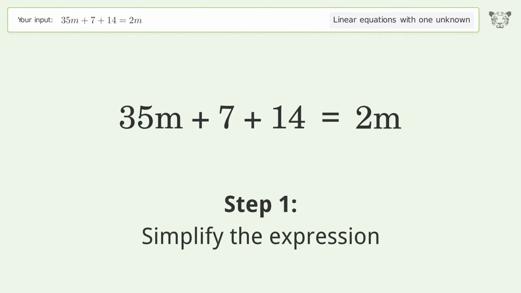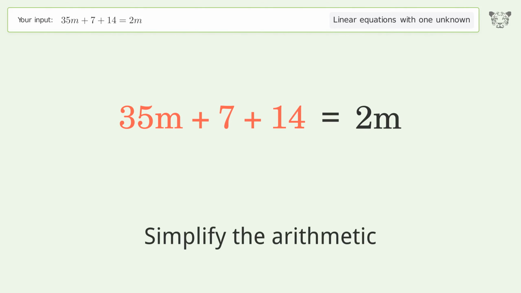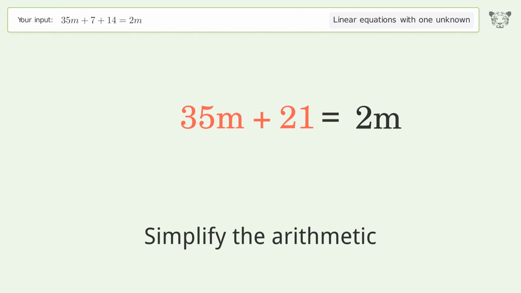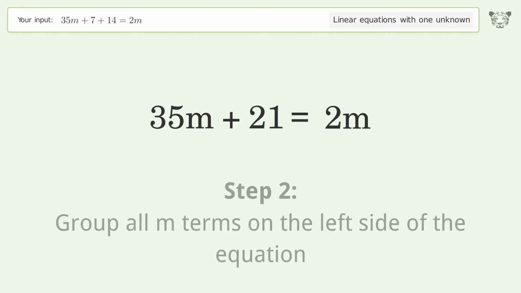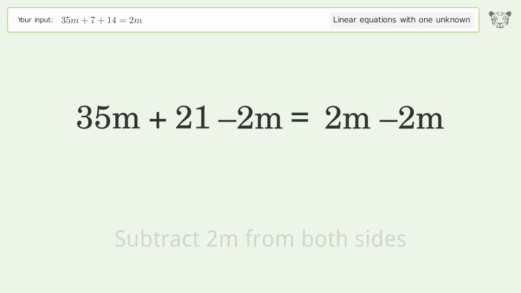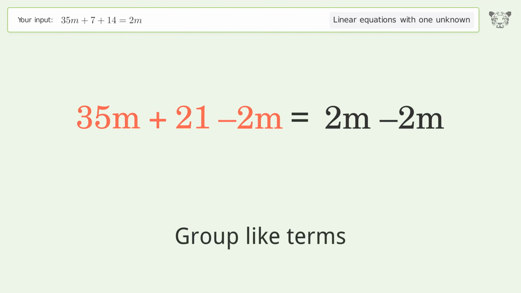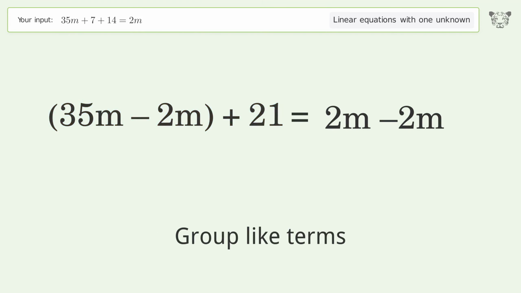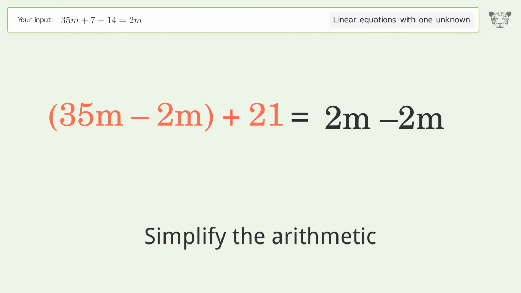Simplify the expression. Simplify the arithmetic. Group all m terms on the left side of the equation. Subtract 2m from both sides. Group like terms. Simplify the arithmetic.